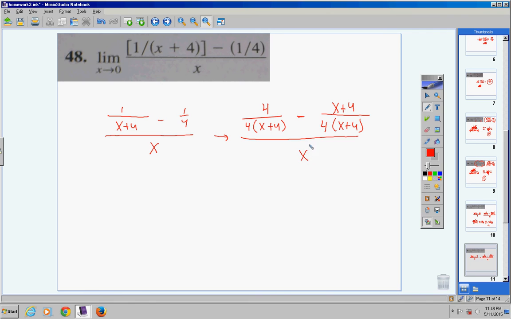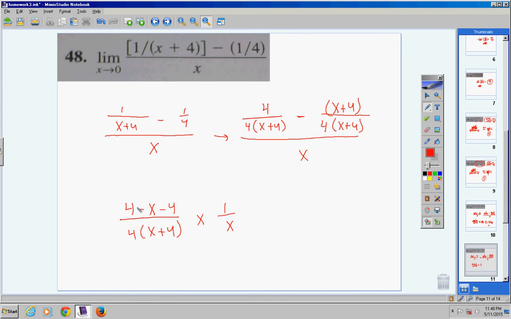Okay, now let's combine these two fractions. We have 4 minus this whole expression. So it would be 4 minus x minus 4, all over the common denominator, which is 4 times x plus 4. Okay, now that's all over x, so it's divided by x. But of course, if it's divided by x, we could really say it's times 1 over x.